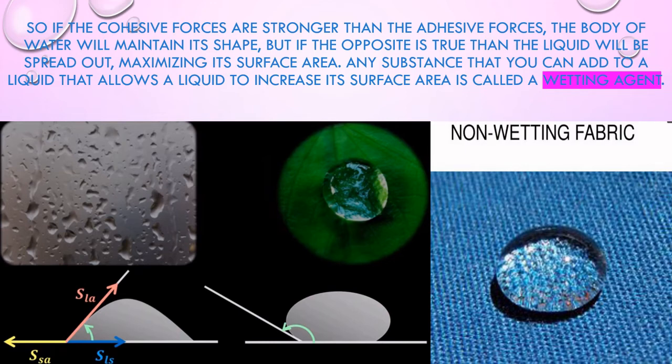Now here we can explain one more concept: any substance that we add to a liquid that allows the liquid to increase its surface area is known as a wetting agent. Some fabrics are non-wetting and some are wetting. For example, in the rainy season the raincoat and the umbrella are non-wetting fabrics. As shown in the diagram, on a non-wetting fabric the liquid drop will maintain the minimum surface area and will not stick to the surface.